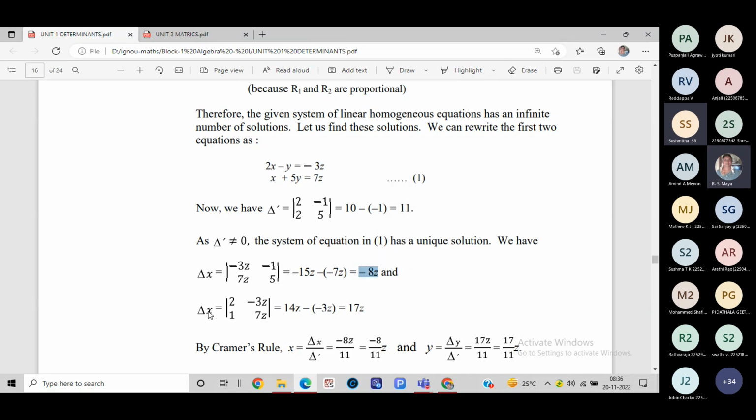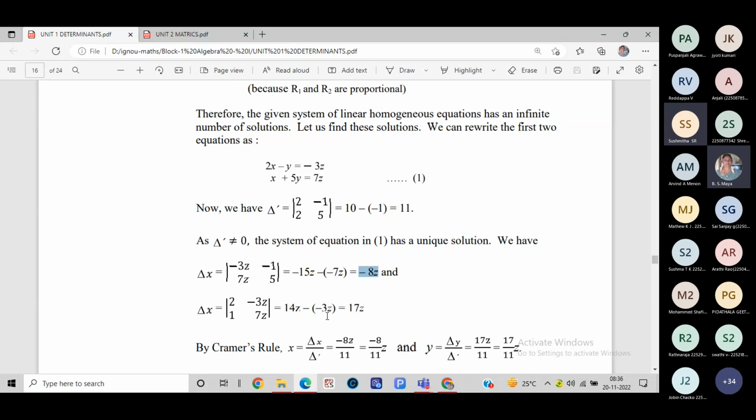Can we find the same thing? See, your typing mistake is in the next line. This is delta y. Delta y is equal to 2 into 7z, minus 1 into minus 3z. 7 twos are 14z, and minus of minus 3z becomes plus, so then 17z we got. Now I have x and y in terms of z. Don't worry about that. We are only finding delta x and delta y.